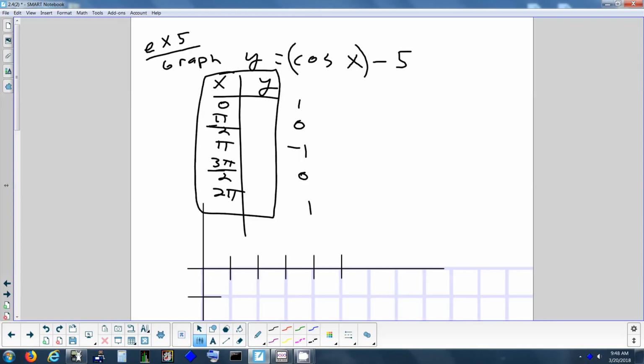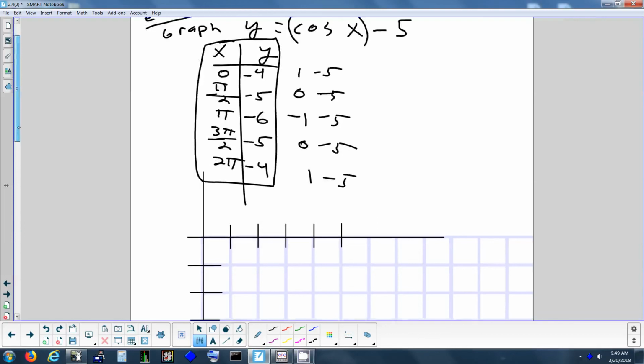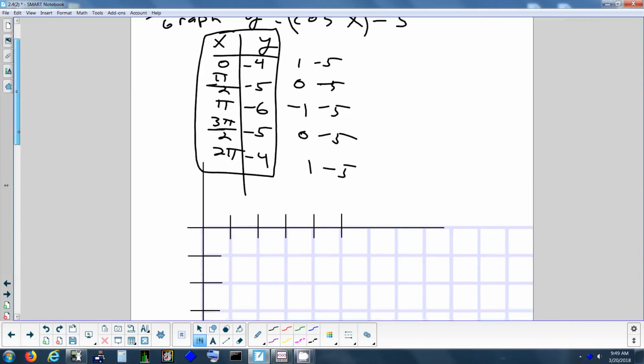Okay. So we're going to take all the old y values, and what am I going to do to them? I'm going to subtract 5. So we've got 1 minus 5, negative 4. 0 minus 5 is negative 5. Negative 1 minus 5 is negative 6. Negative 5, negative 4. Questions on that? Okay, let's make our graph.